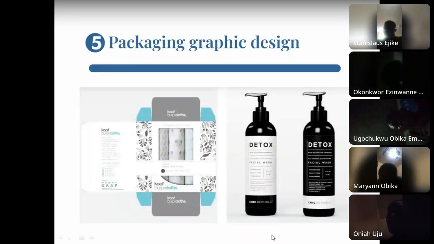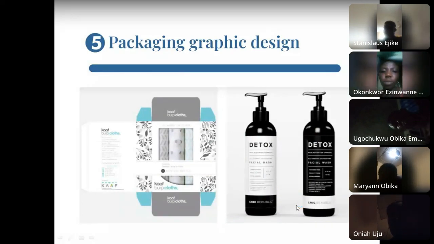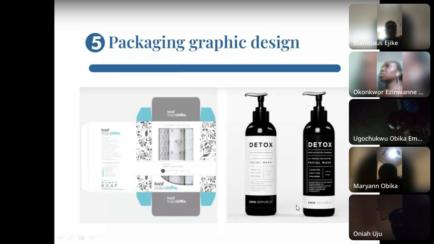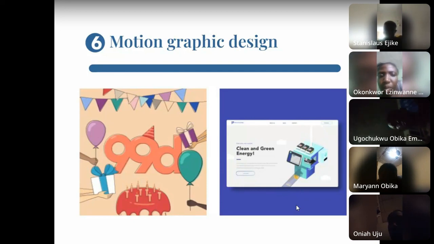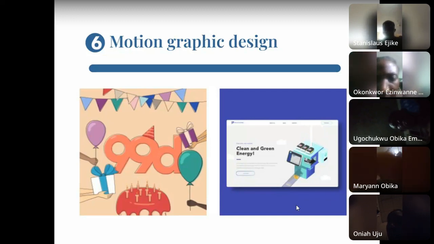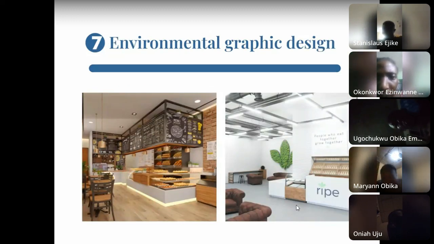So they call this one packaging graphics design. That's the fifth one. The sixth one has to do with motion graphics. That means a design that you do that has some kind of animation is called motion graphics. It comes with animation. And the seventh one is called environmental graphics design.